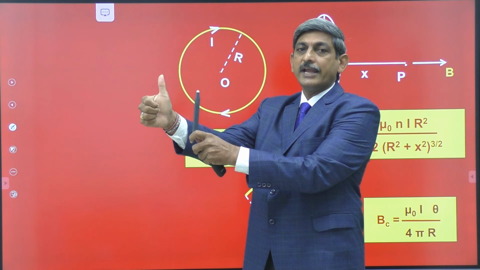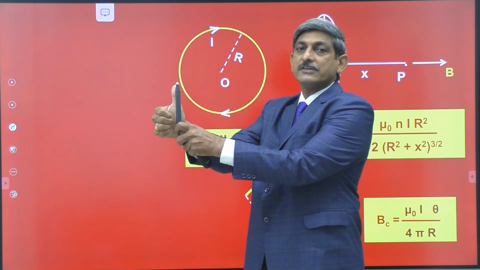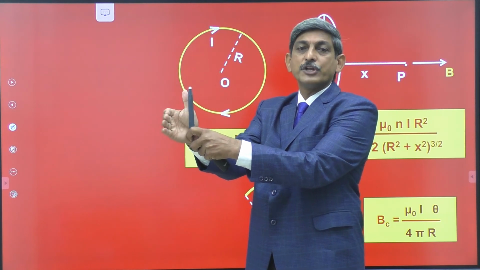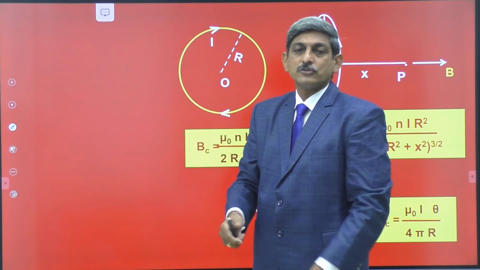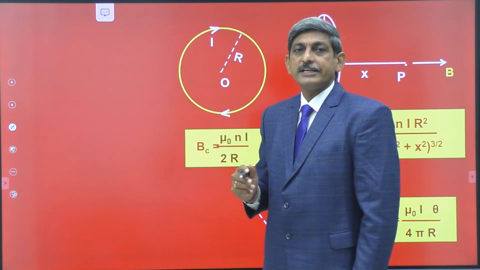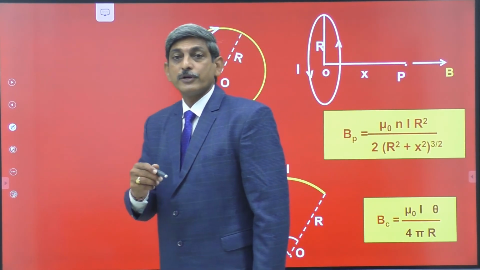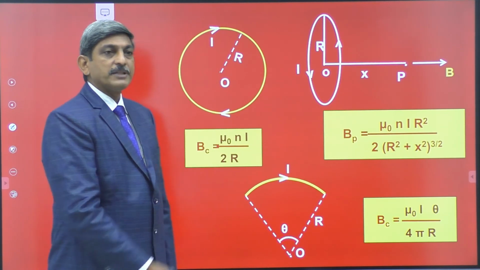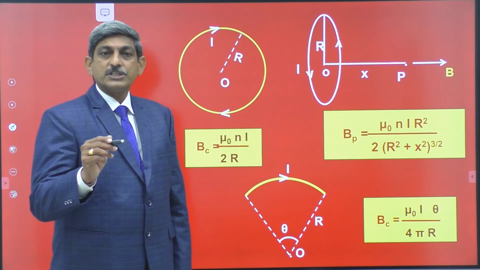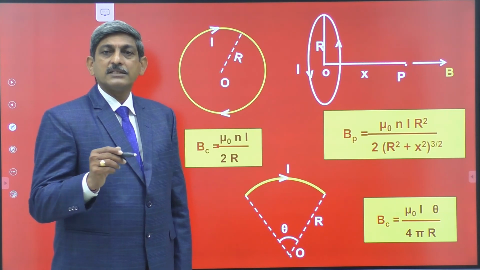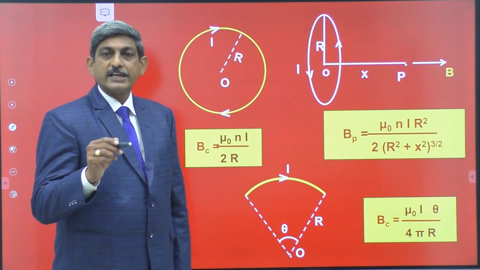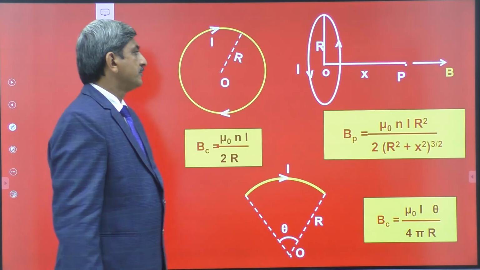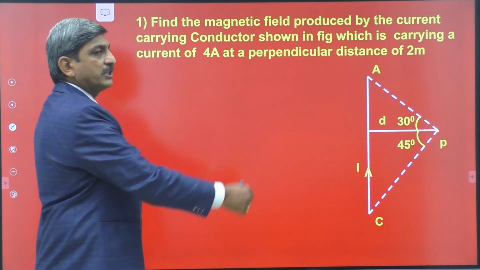See, this is the right hand. The thumb is opened in the direction of the current, and the curling fingers give the direction of the magnetic field produced by the current carrying wire. So, by using this general rule, we can determine the direction of the magnetic field produced by any current carrying conductor. Right? Now, by keeping these formulas and the way of determining the direction of the magnetic field, we are going to solve the problems. Okay? Now, come to the first problem.